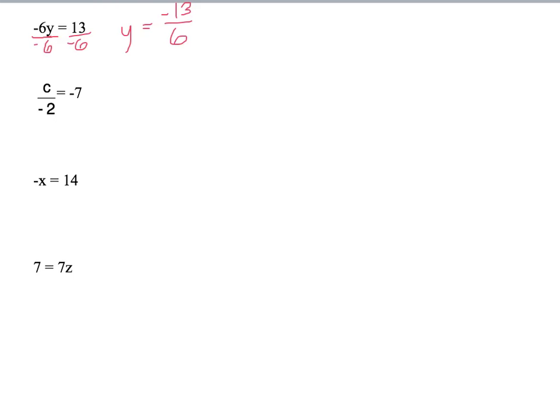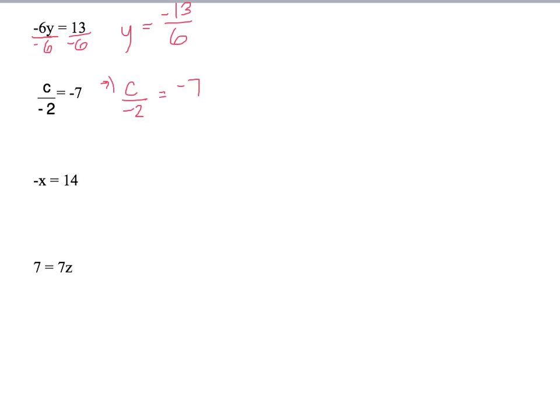So for this next equation, I'm going to go ahead and write it on the side so we have some room. We have c over negative 2 equals negative 7. So in order to get rid of negative 2 on the left side, so we just have c, you can multiply both sides by negative 2.